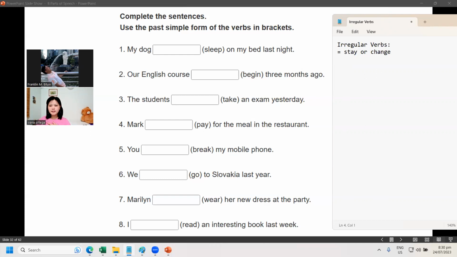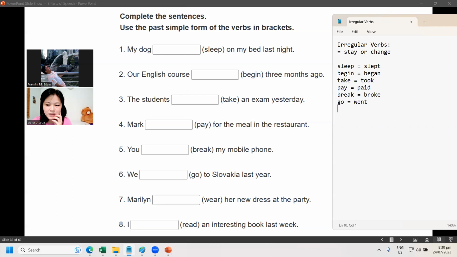So number one, sleep becomes slept. Begin, your answer is correct, began. To take, took. Pay becomes paid. Break becomes broke. Go becomes what? Went. I went. Okay, went.